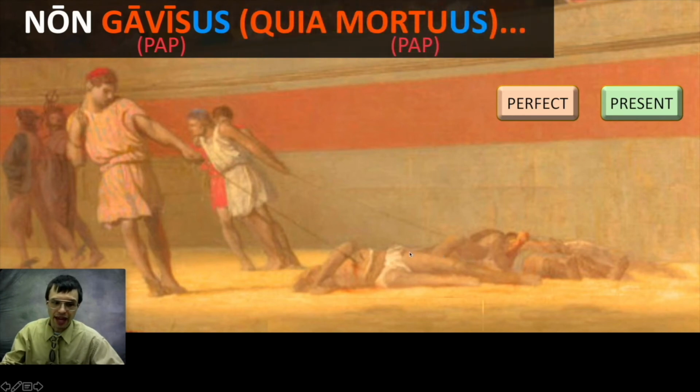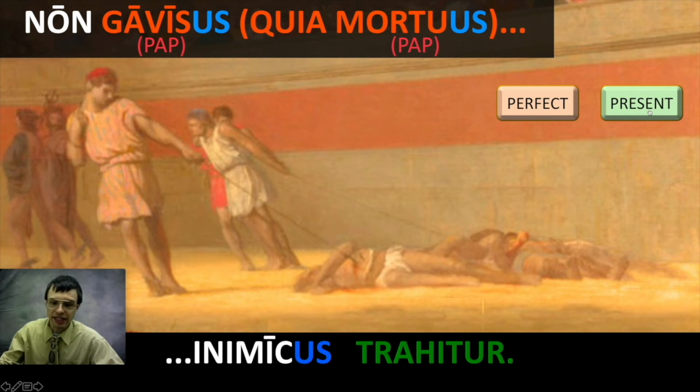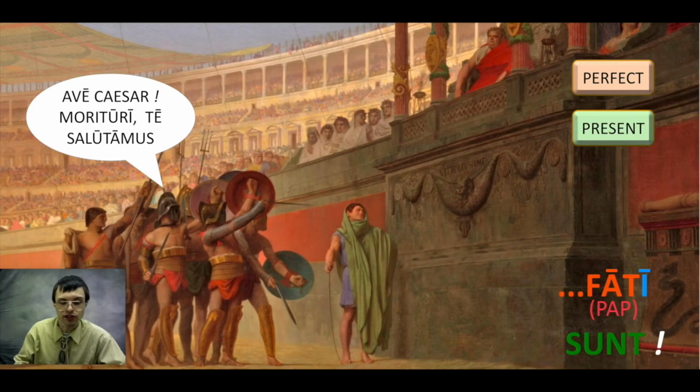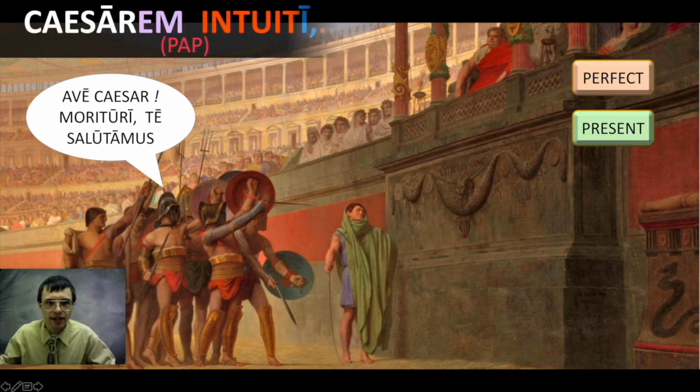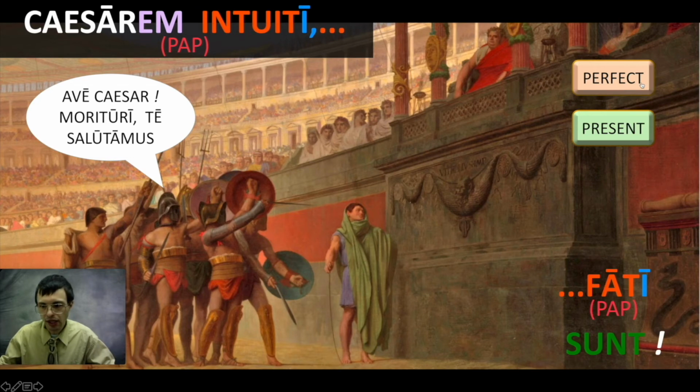Okay. And non gavisus, quia mortuus, inimicus trahetur. Alrighty. So now that we've done the presents, let's go do the perfects. So this is like I'm telling a story, not like it's happening in real time, but like I'm reporting it as a reporter. So here we go. Caesarem intuiti fati sunt.